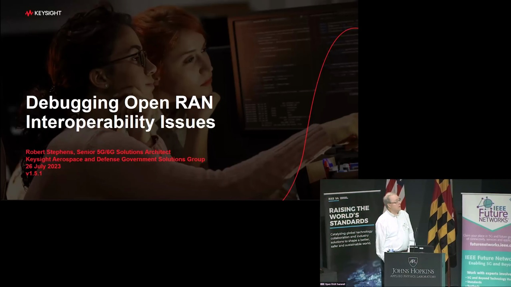Okay, I'm Bob Stevens. I'm from Keysight's Aerospace and Defense Government Solutions Group. I'm a 5G, 6G solutions architect, and thank you very much, Ashutosh and IEEE for having Keysight here. We believe that O-RAN is a very important factor in accelerating innovation and success for both 5G and 6G.